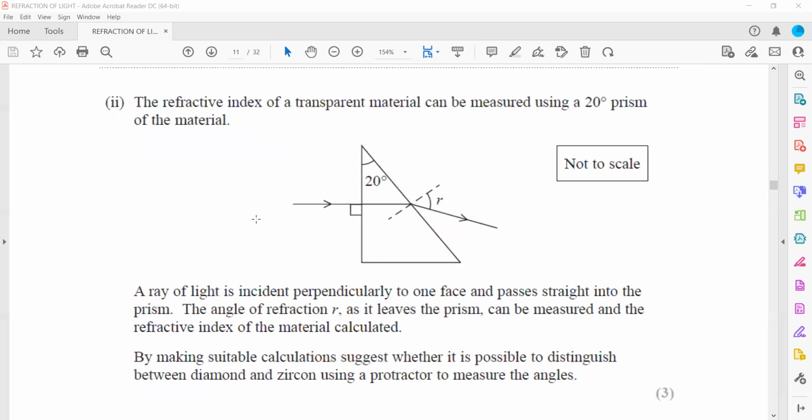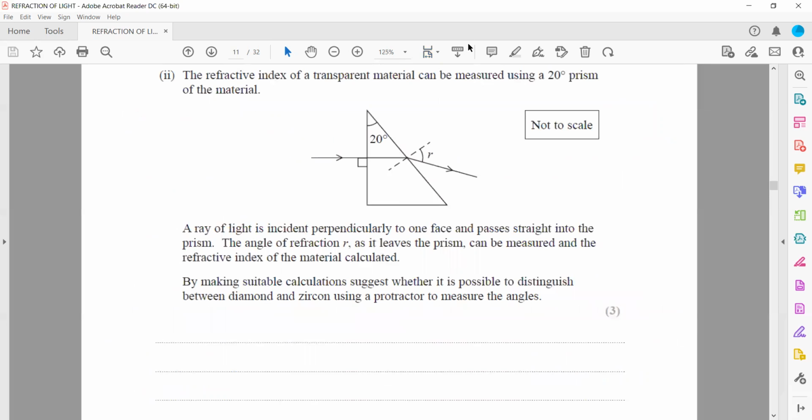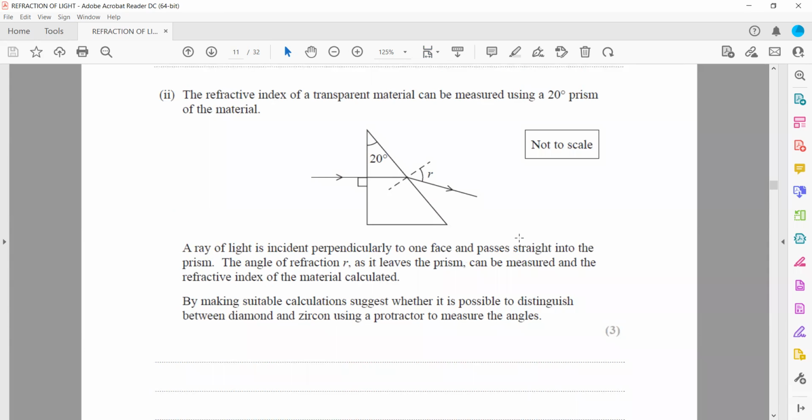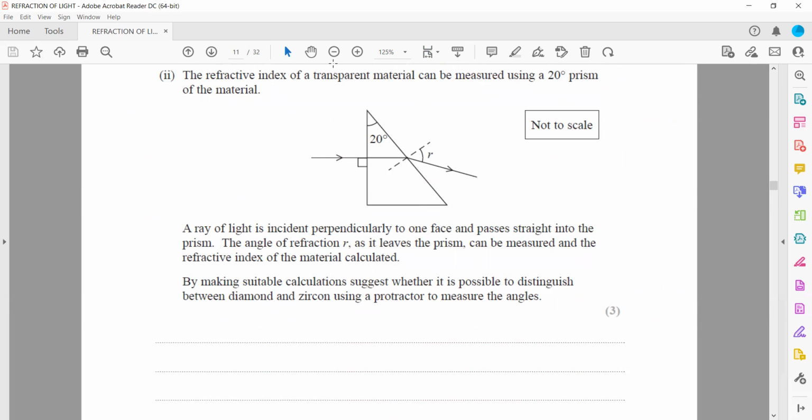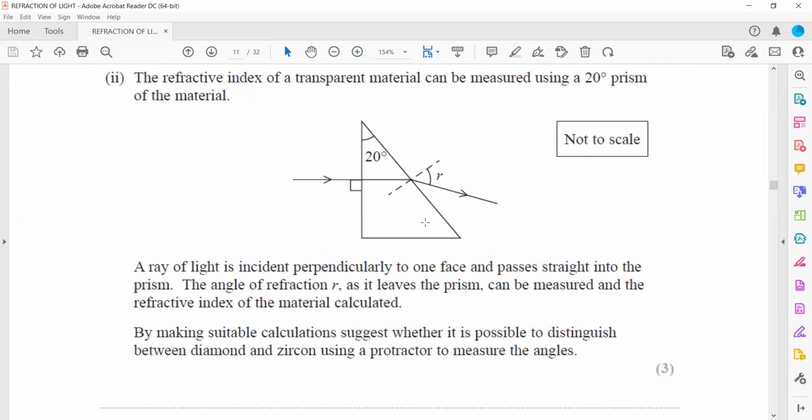And the refractive index of a transparent material is measured using a 20-degree prism. A ray of light is incident perpendicular to one face and passes through. The angle of refraction R as it leaves can be measured. Make a suitable calculation and suggest whether it is possible to distinguish between a diamond and a zircon using a protractor to measure the angle. So using the angle of refraction, can we identify whether it is a diamond or zircon?